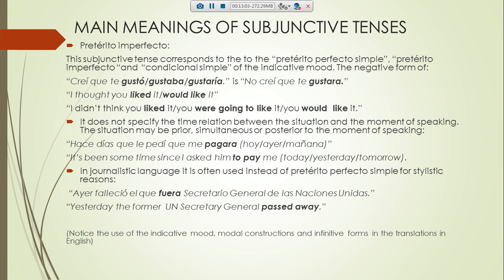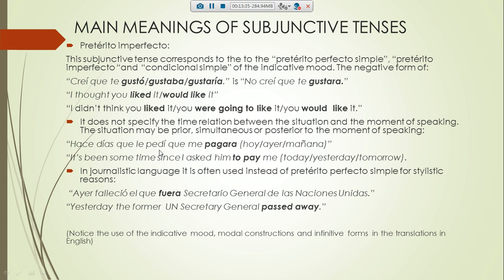While in English, the translation for creí que te gustó, gustaba, gustaría is I thought you liked it, or I thought you would like it, the negative form would be I didn't think you liked it, or I didn't think you were going to like it, or you would like it. As you can see, there are three different forms, indicative forms and a modal construction.